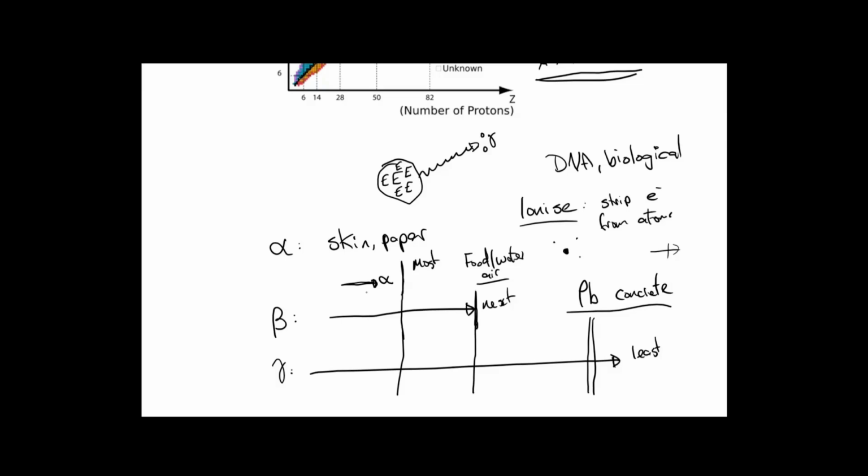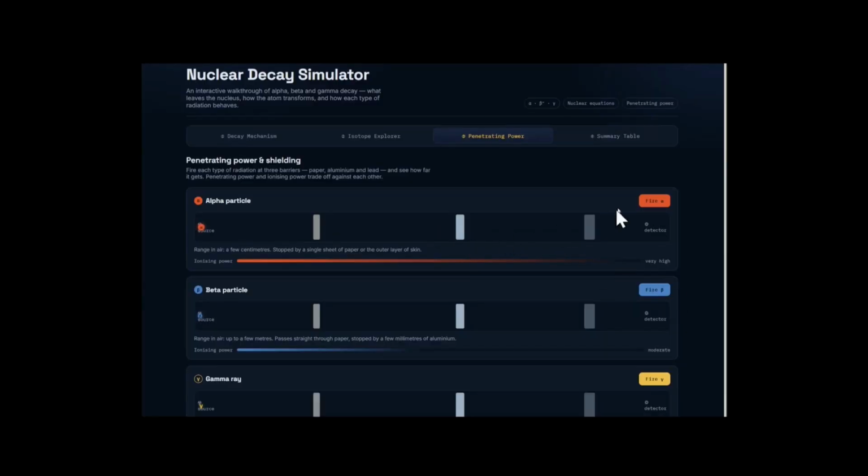So here's a little sim that I've had made up. Here we have an alpha particle. We're going to fire it, and it's going to be stopped by paper as far as we're concerned. It's large, it's slow. I mean, it's moving very, very fast, but in relative terms, it's moving slowly, and they will lose their energy over a few centimeters of air or on the surface of some barrier.